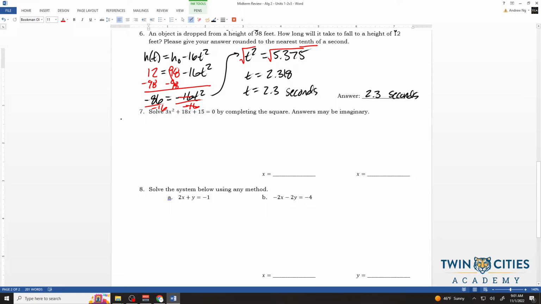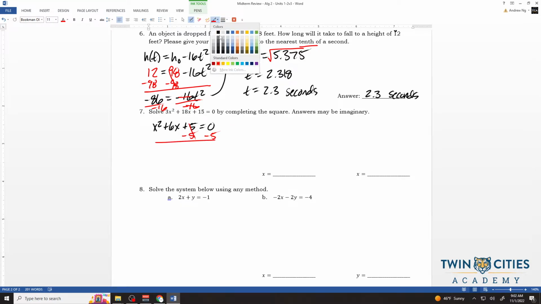So dividing everything by 3, that's going to be x squared plus 6x plus 5, and that's still going to be equal to 0, because 0 divided by 3 is still 0. All right, next, I want to get the x terms by themselves. So I'm just going to subtract 5 from both sides. Okay, this is x squared plus 6x, and it's going to be equal to -5. I'm going to leave a little bit of space right here.